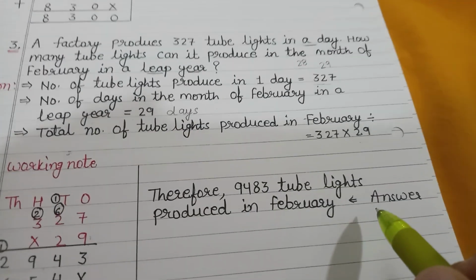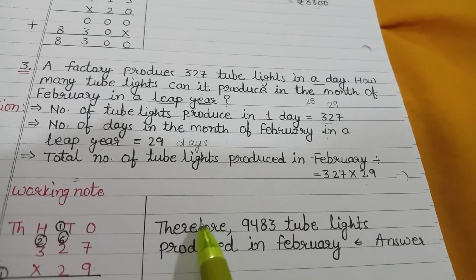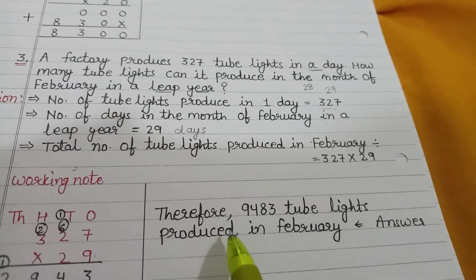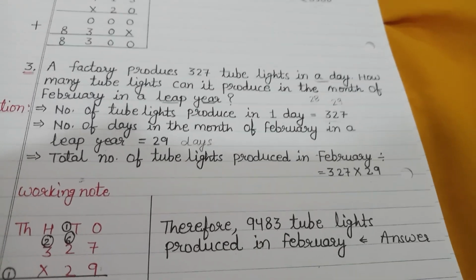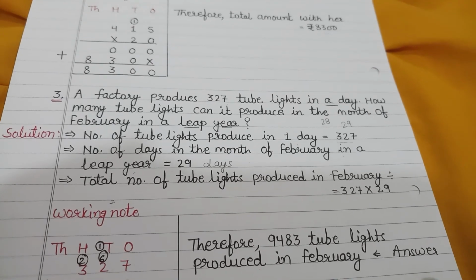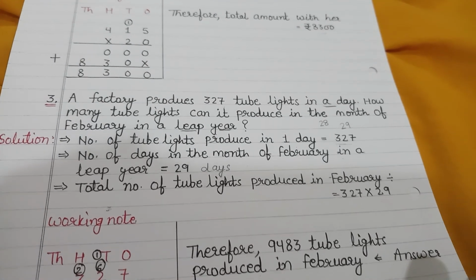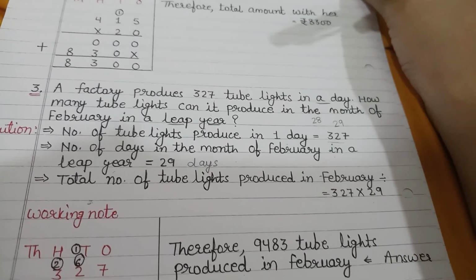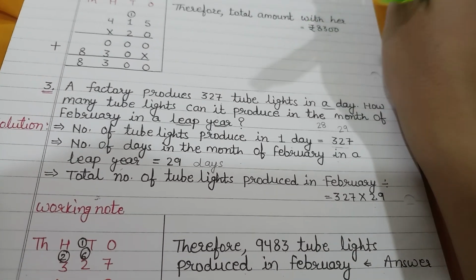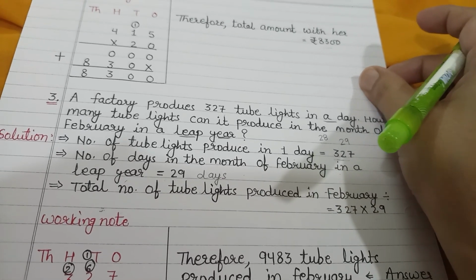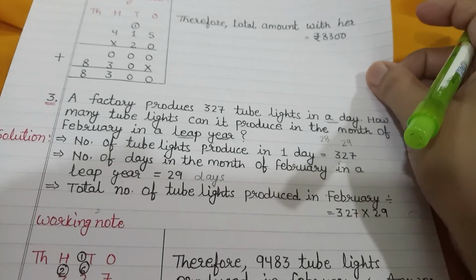Now we will write our answer. Therefore, 9483 tube lights are produced in February. So in this way we have to solve our word problems. First we have to read our word problem, then try to understand, then write the information. After that, try to solve the word problem.